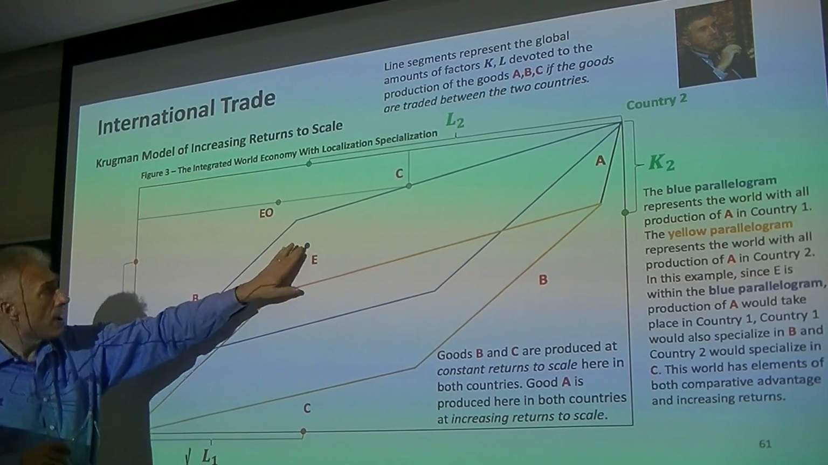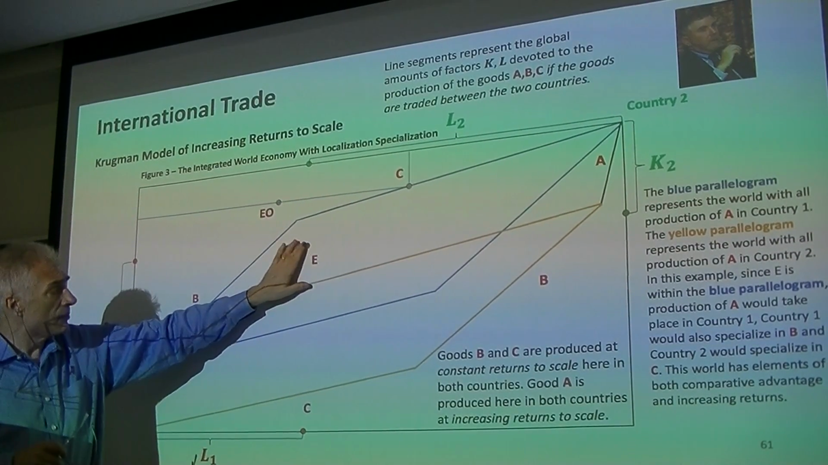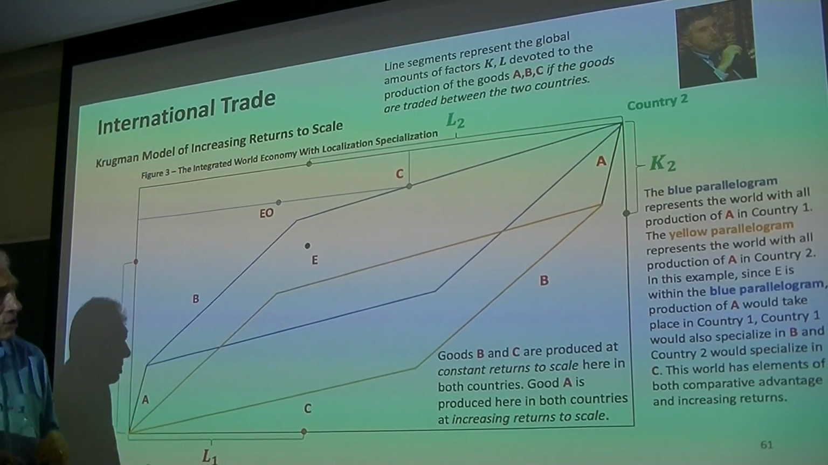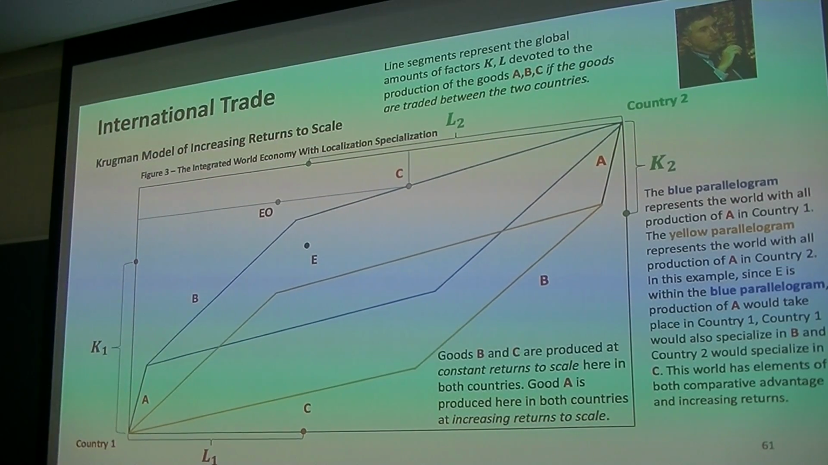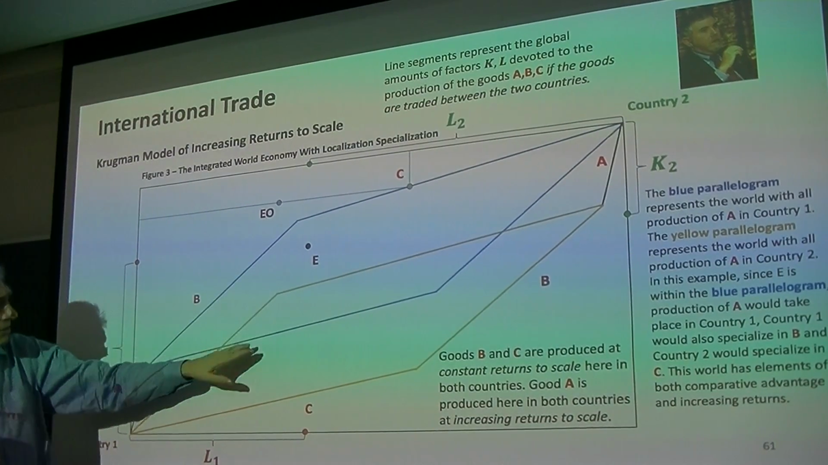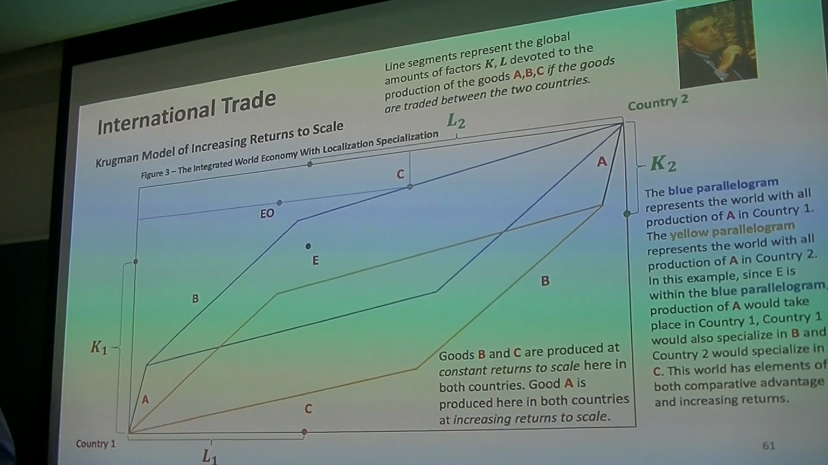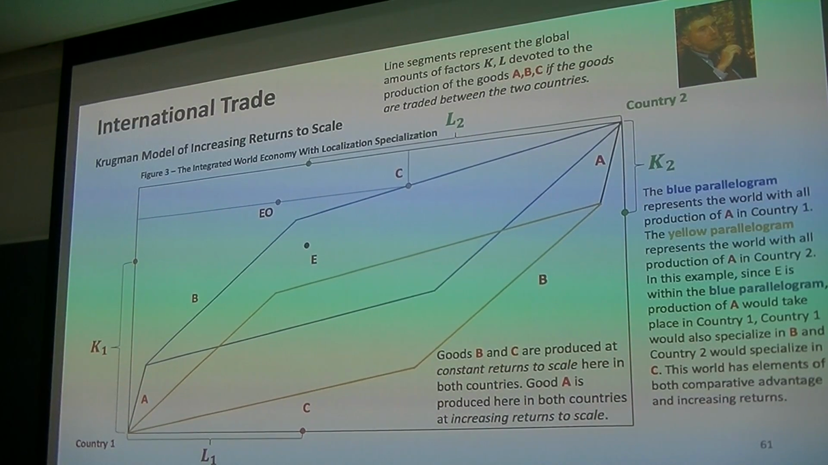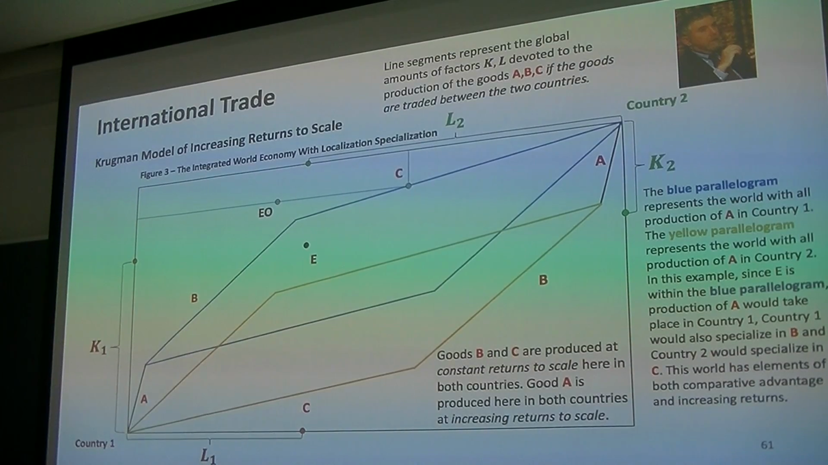So you have to have some kind of endowment of labor and capital that's inside of that, so that, given the production possibilities, you get some mix where you can have trade. He makes that point in the paper, and I just wanted to point that out.